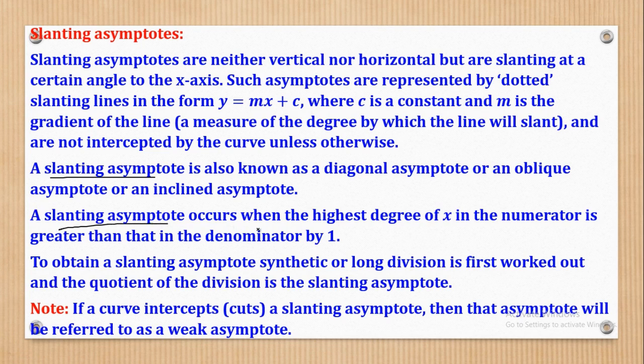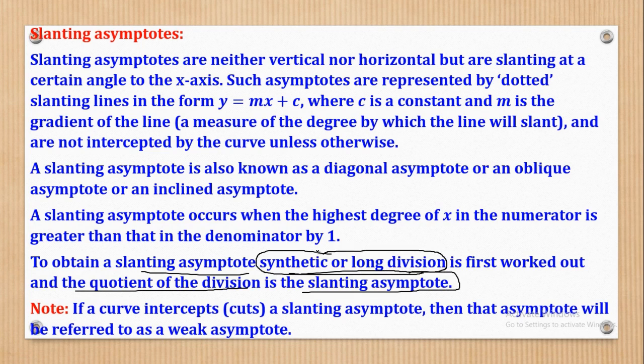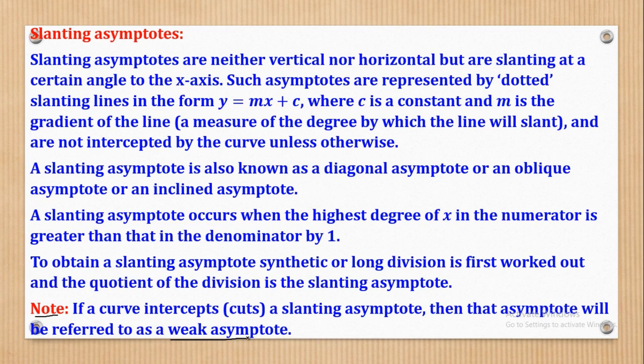Now, a slanting asymptote occurs when the highest degree in the numerator is greater than that in the denominator by 1. To obtain a slanting asymptote, synthetic or long division is first worked out and the quotient of the division is the slanting asymptote. So basically, you have to do long division or synthetic division. Note that if a curve intercepts or cuts a slanting asymptote, then the asymptote will be referred to as a weak asymptote.